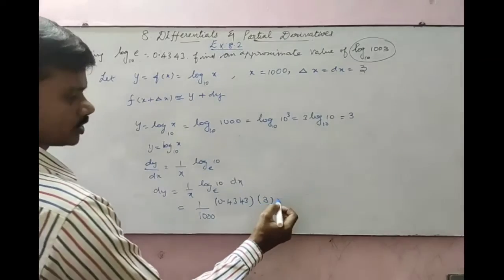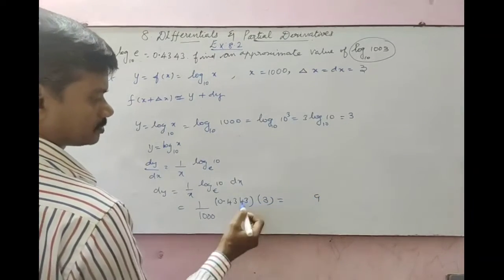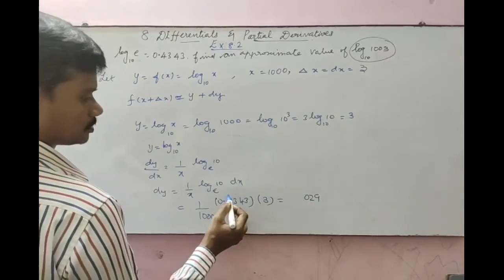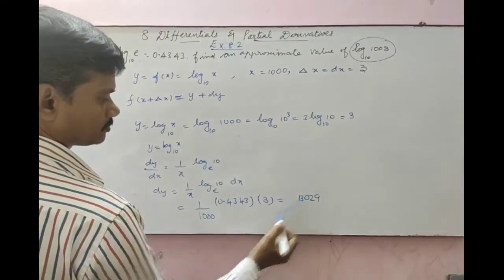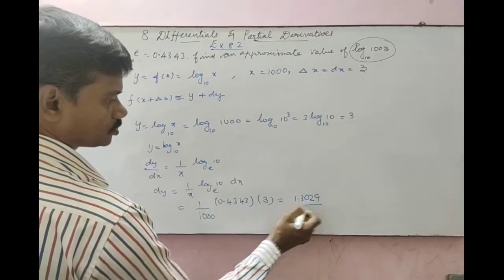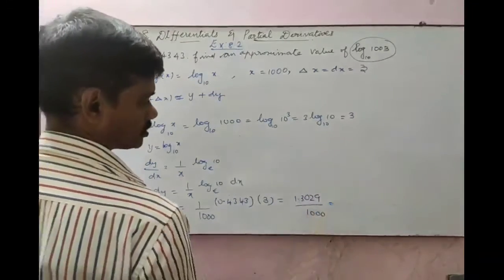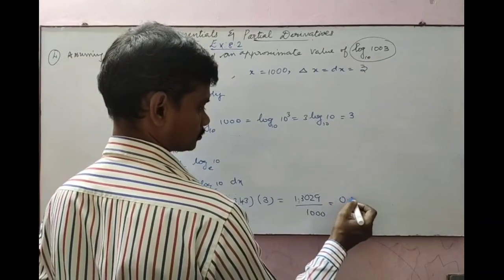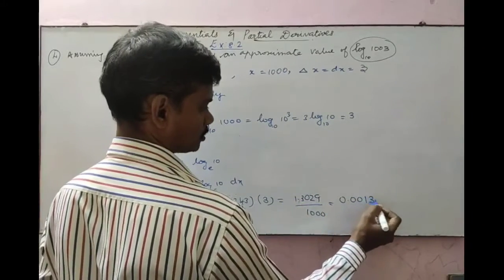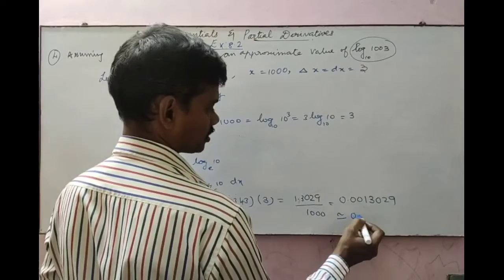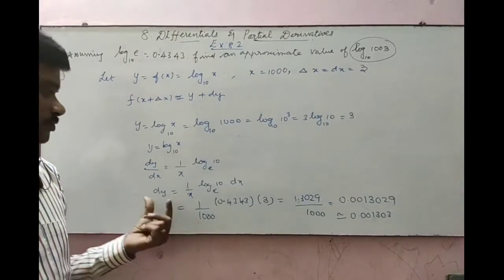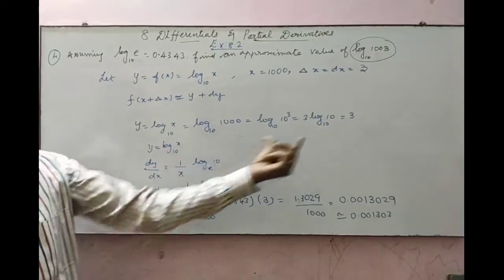Now if you multiply these two values, you will get 3 3s are 9, 4 3s are 12, remainder 1, 3 9s plus 1 is 10, remainder 1, 4 3s are 12, 12 plus 1 is 13. So 1.3029 divided by 1000, which gives 0.001303, taking three digits after the decimal as approximately 0.001303. So we have taken an approximate value. So this is dy and this is y.